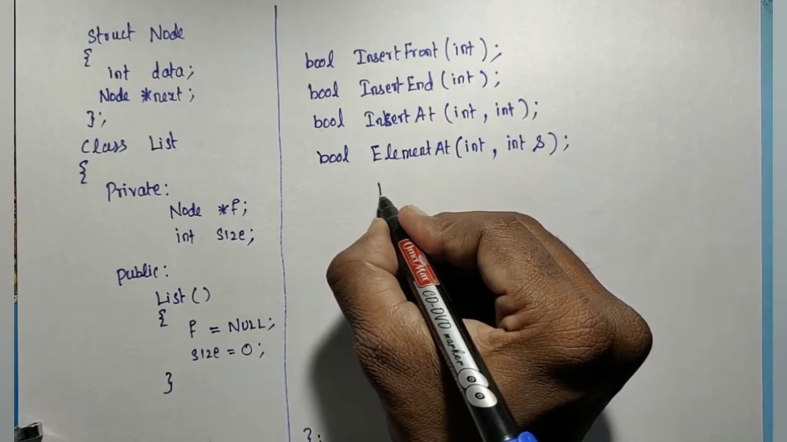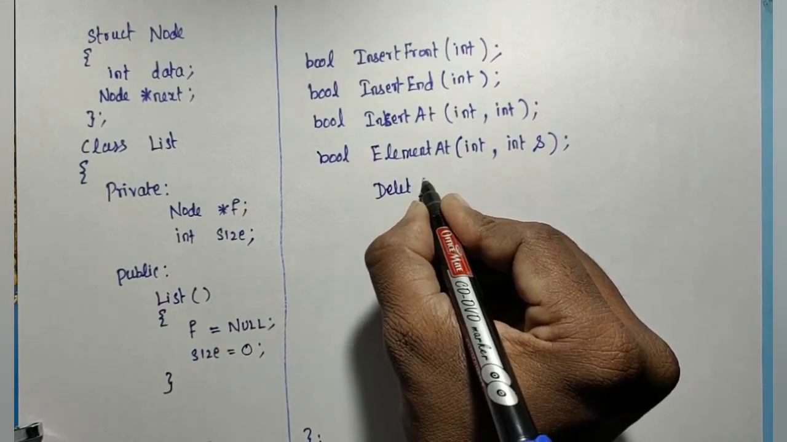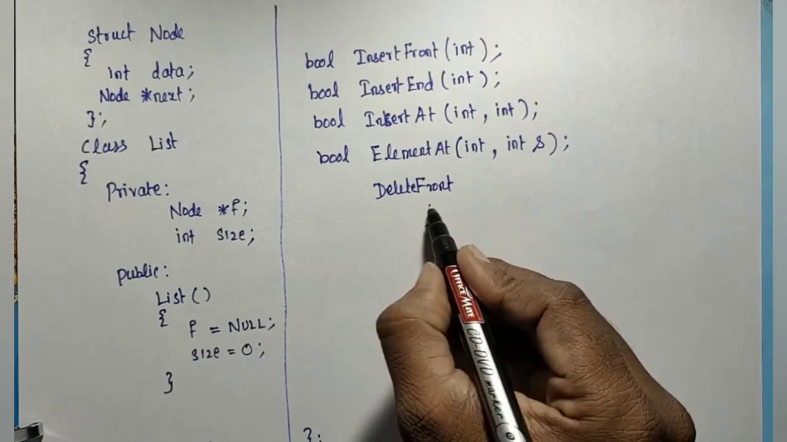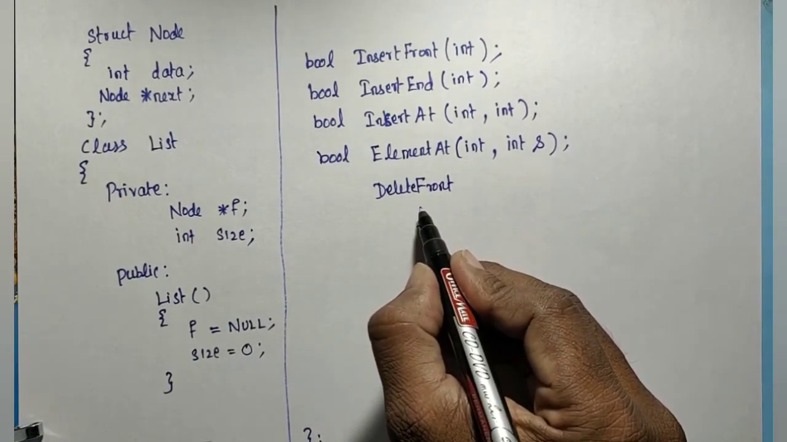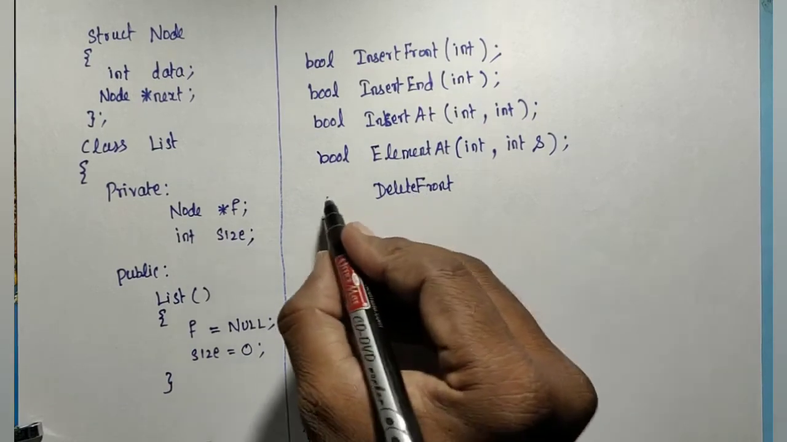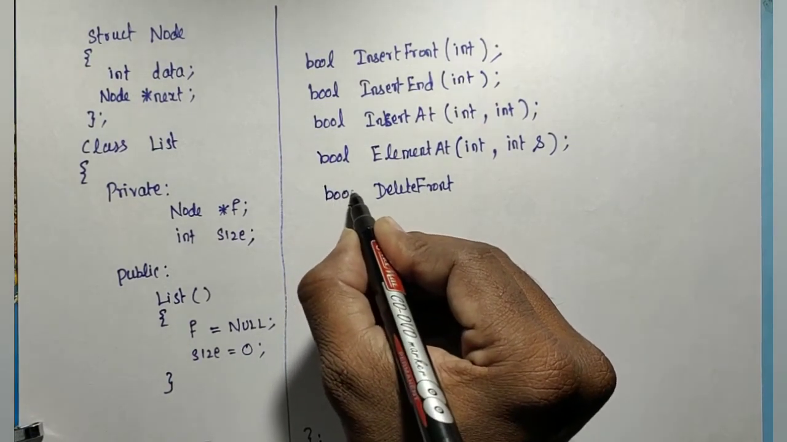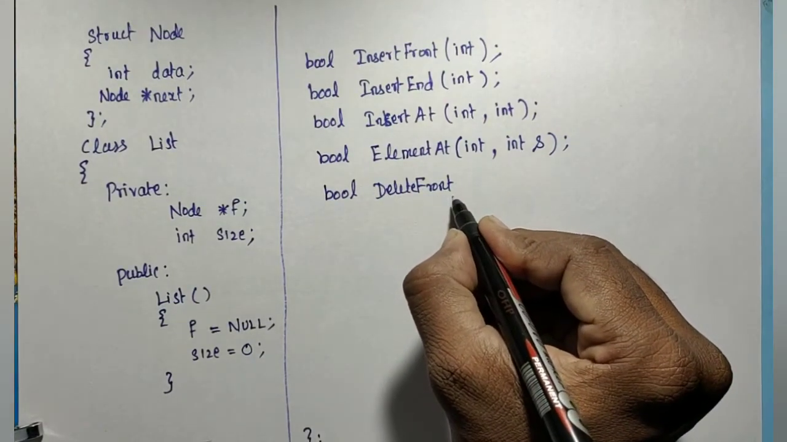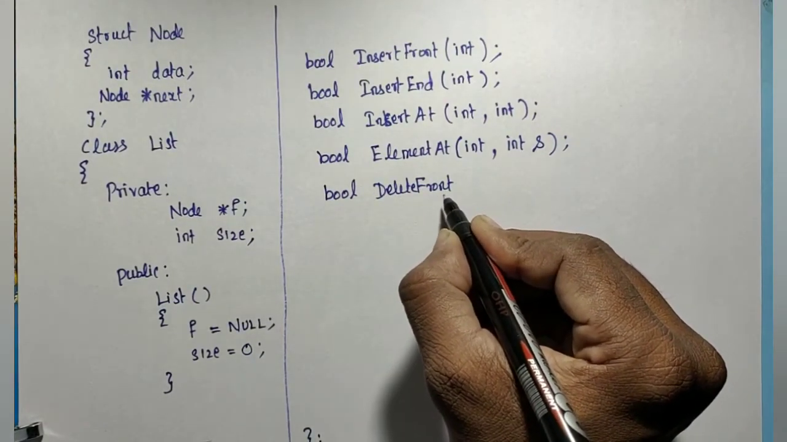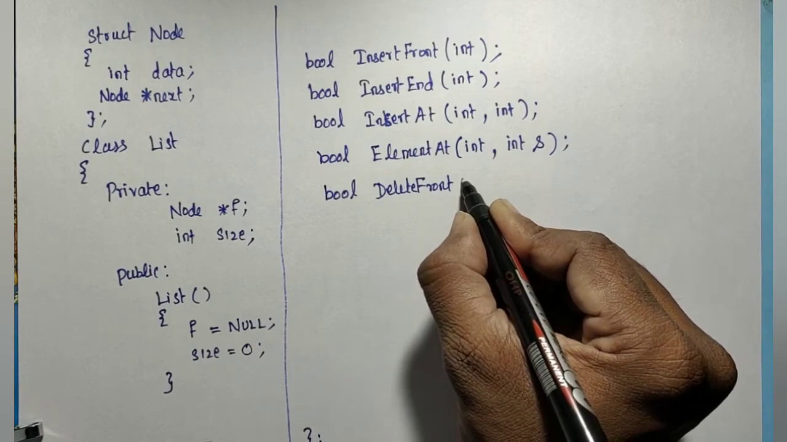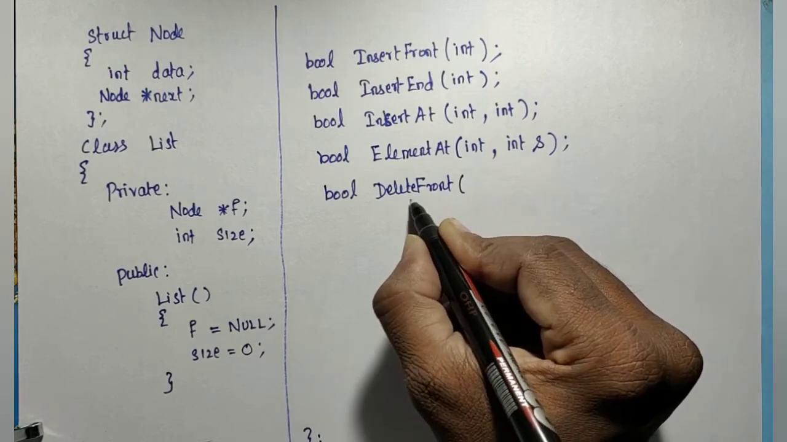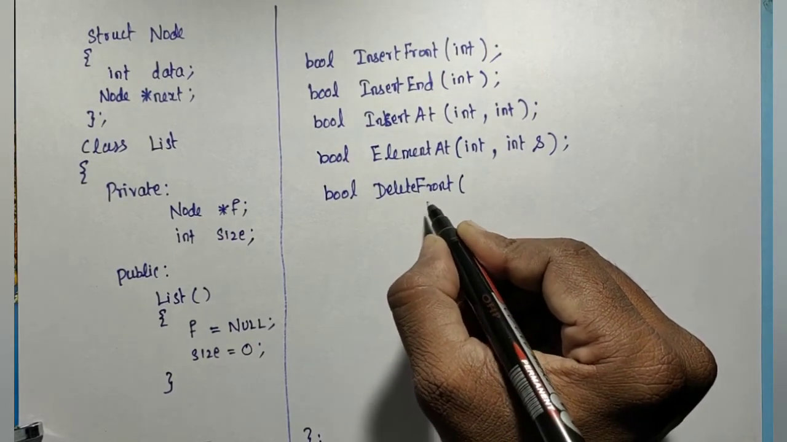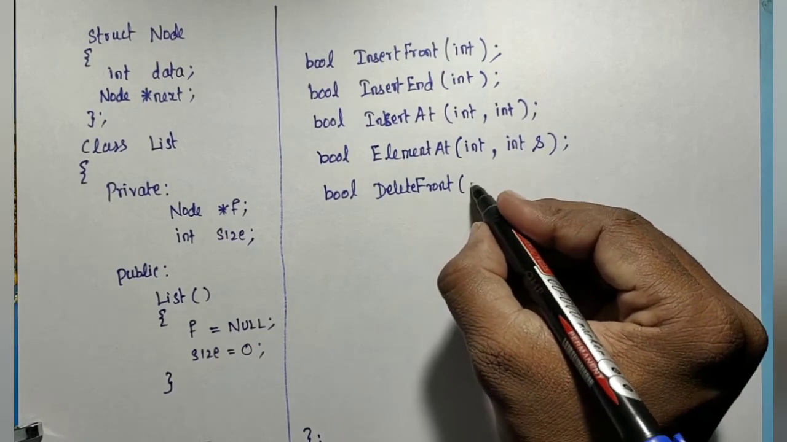Next, delete front. The delete front is going to delete the element which is presented at the first. So that operation is success or not is the return value. But there is no input, because position need not be passed here. There is no input, but there is another output, the deleted element value we need. So which element is deleted from the front side? That element value I need.